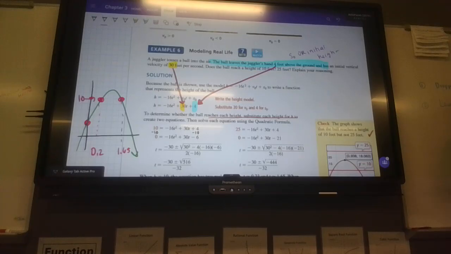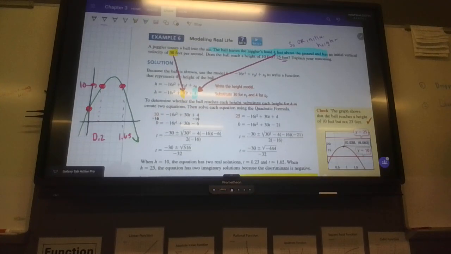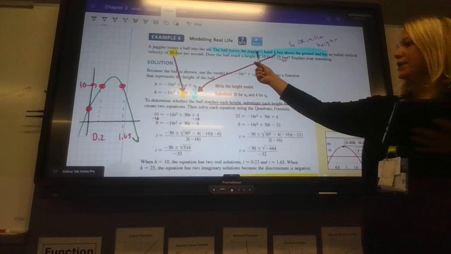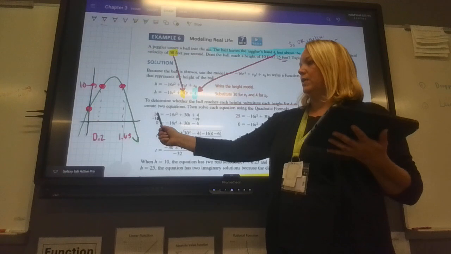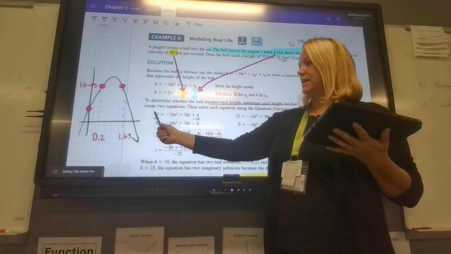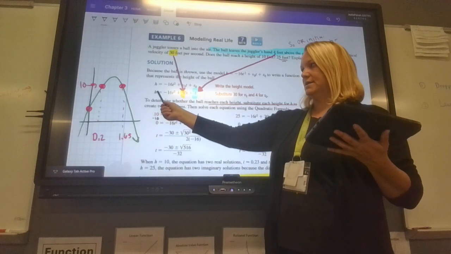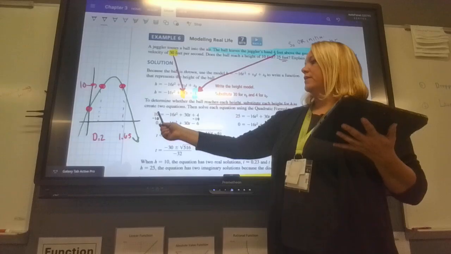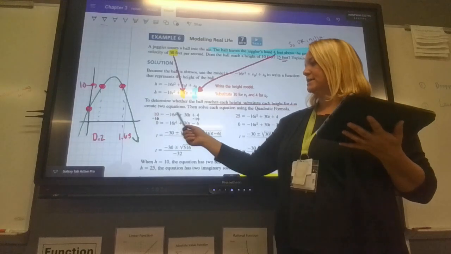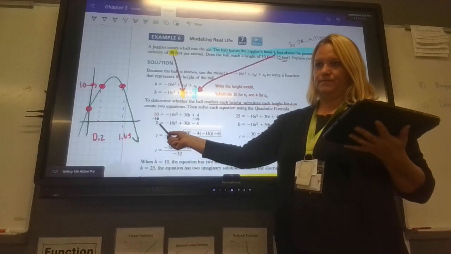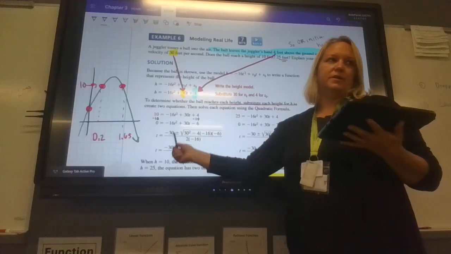And this could go for anybody. If we're throwing it 30 feet per second, does it reach 10 feet, or does it reach 25 feet? So for 10, you're going to take the H value out and put 10 in. Does it get to 10 feet high? Because H is for height. Then to solve it, we're going to subtract the 10 to make it equal 0 and use the quadratic formula.